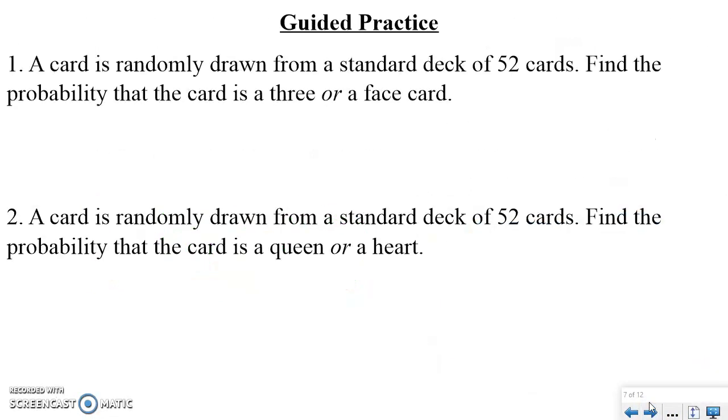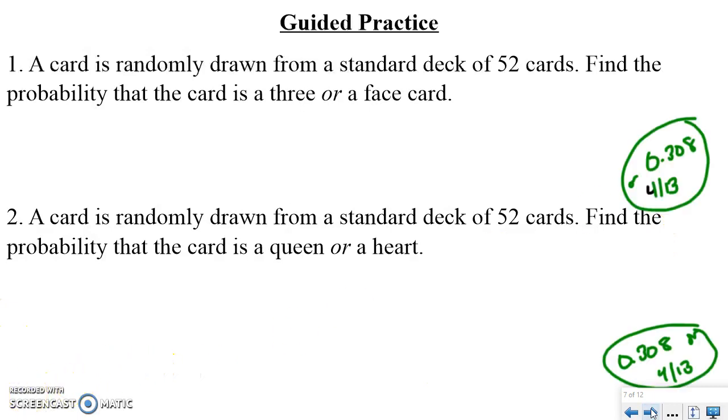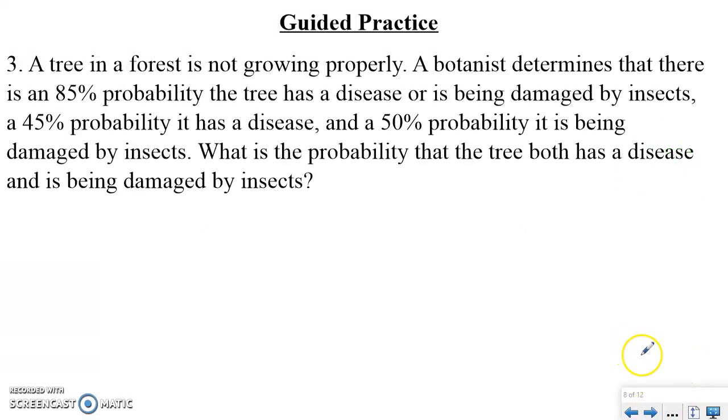Okay, there are a couple guided practice problems here. Go ahead and hit pause and try those, and when you are ready, hit play again, and the answers will be up there so you can check them. Okay, first you actually get the same answer. You get 4/13, or 0.308. And then the third one, you actually get 10% for an answer. If you have questions, make sure you ask.